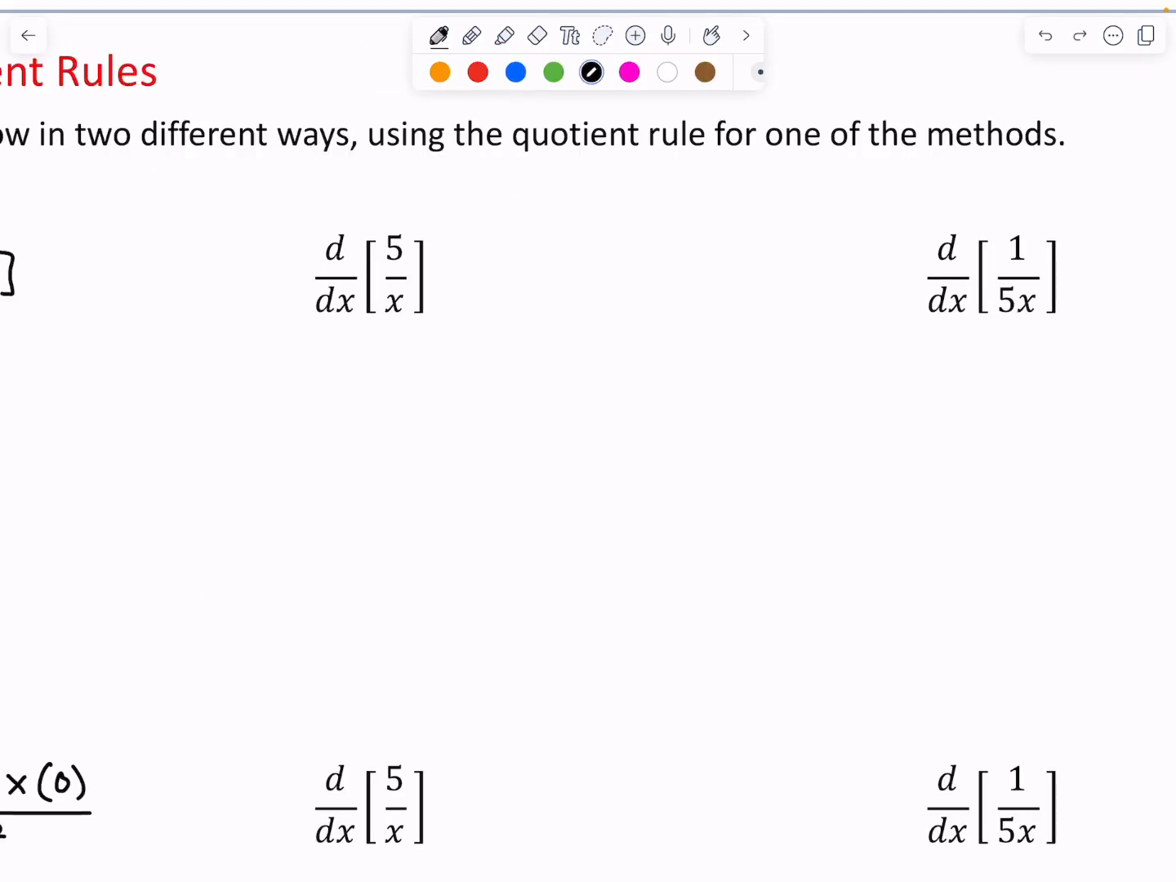Okay, now how about 5 over x? One way to do this problem is to rewrite this as a power of x, 5x to the minus 1, and then differentiate that using the power rule. So the negative 1 will multiply to the 5, so we have negative 5, x to the, and our new power will be 1 less than negative 1, so negative 2. So in the end, I should get negative 5 over an x squared.